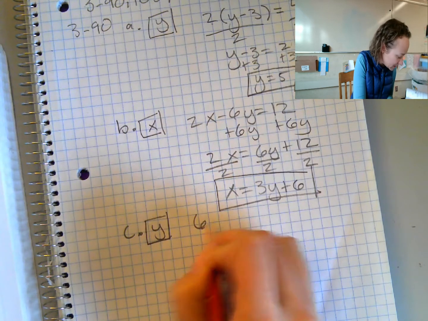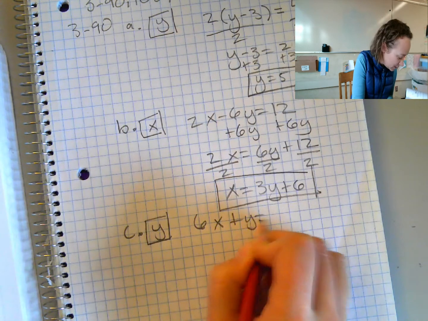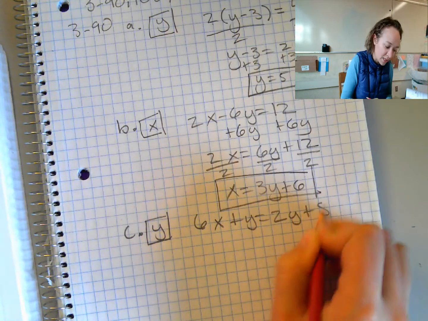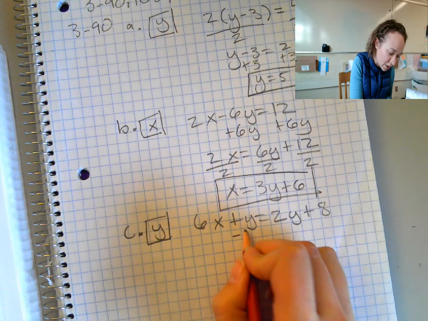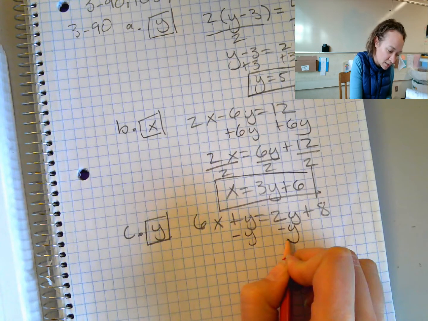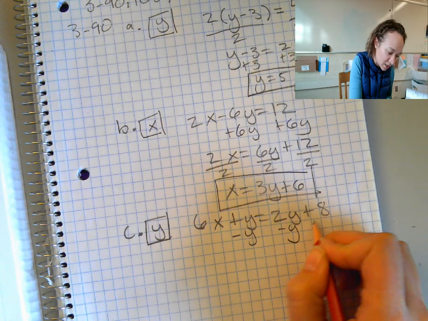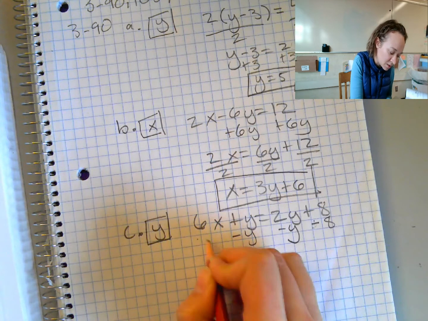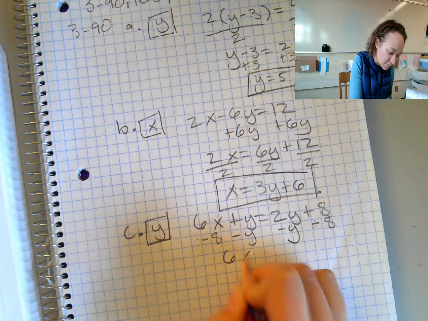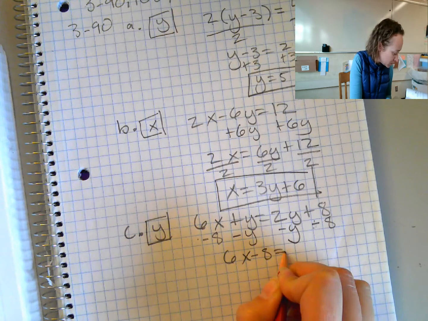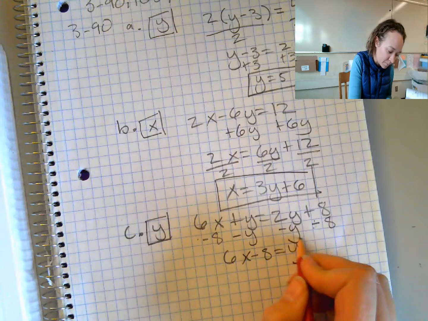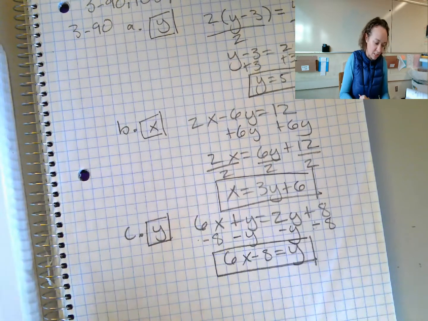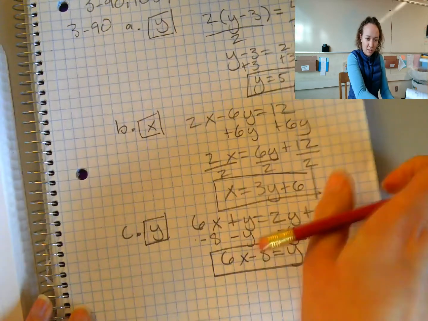Okay, for c, we are solving for y. We have 6x plus y equals 2y plus 8. I'm going to subtract y from both sides and subtract 8 from both sides. So I get 6x minus 8 equals 2y minus y is y. So y equals 6x minus 8.